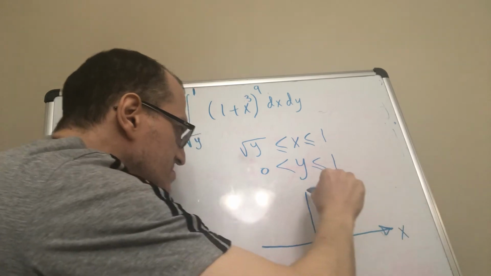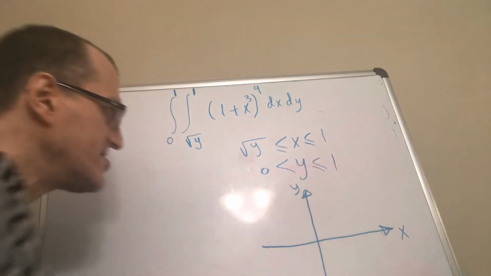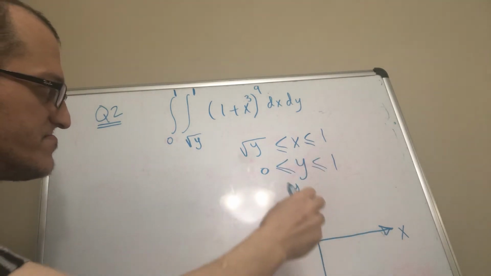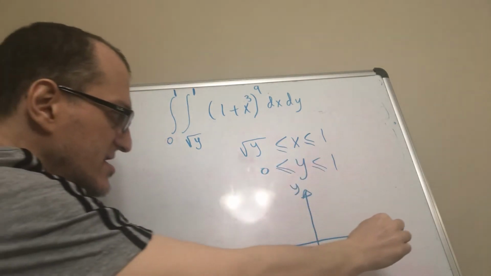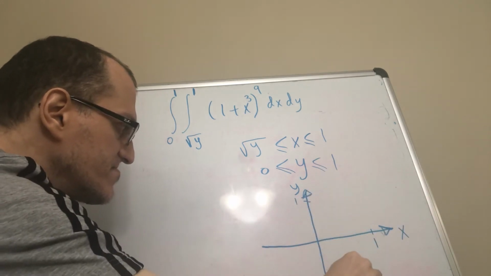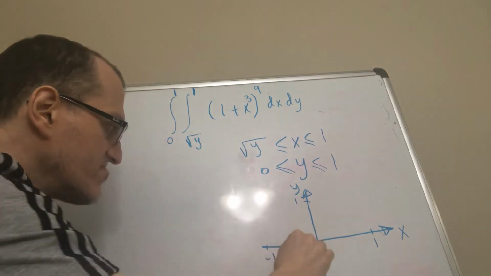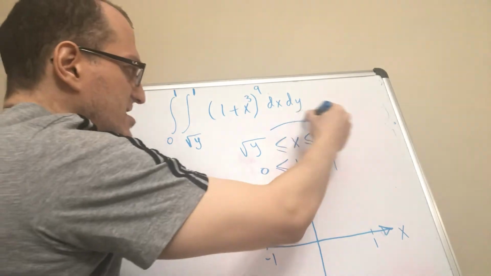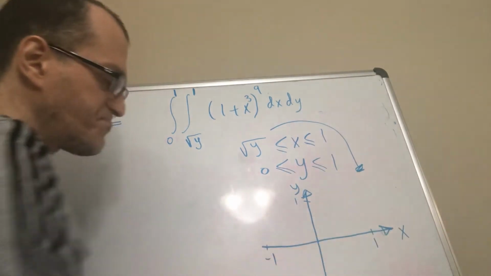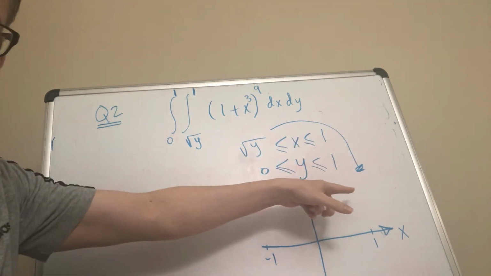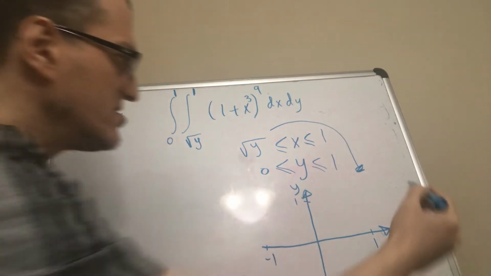This is x, this is y. So if I say that this is 1 here, this is 1, this is minus 1, this is minus 1. If I look at the root y, for example, how it looks like, you don't have to do this extra step. This is just to help you figure out.